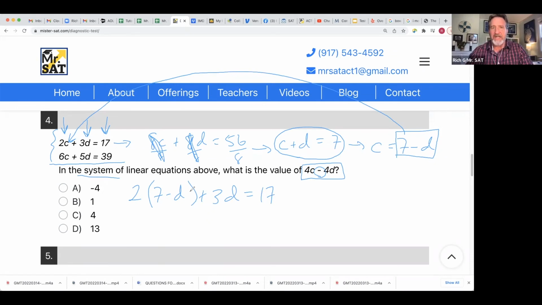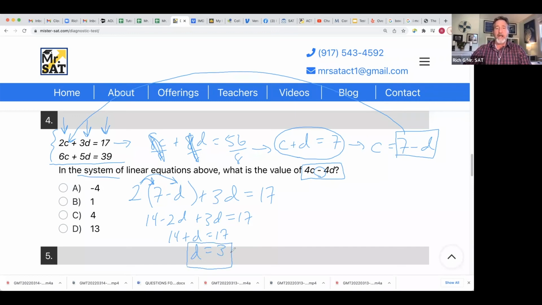Now I've only got d's and numbers. I can solve for d. First, I'm going to distribute my 2 to everything in the parentheses. 14 minus 2d plus 3d equals 17. I'm going to move through this a little bit quickly. If this confuses you, get in touch with me about reviewing your fundamental algebra. Combine like terms. 14 minus 2d plus 3d just leaves me with a d. 14 plus d equals 17. And d, I'm going to subtract 14 from both sides. d equals 3. I've got one of my letters.